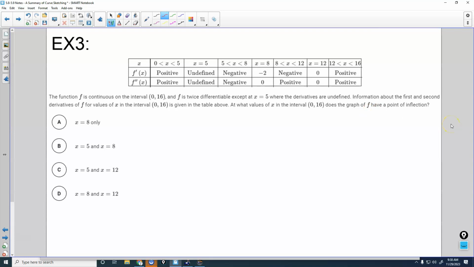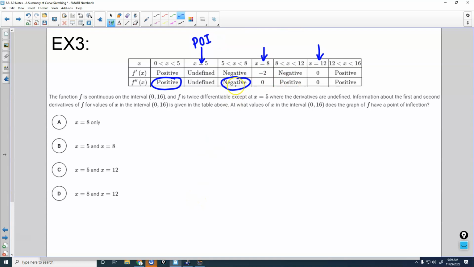So if we're looking for a point of inflection, which are we looking at? First derivative or second derivative? Second derivative, right? We're looking for our second derivative to change signs. So here is where x equals 5, here's where x equals 8, here's where x equals 12. Those are your critical points. So we're looking at the sign. Here we go from positive to negative, so 5 has to be a point of inflection.